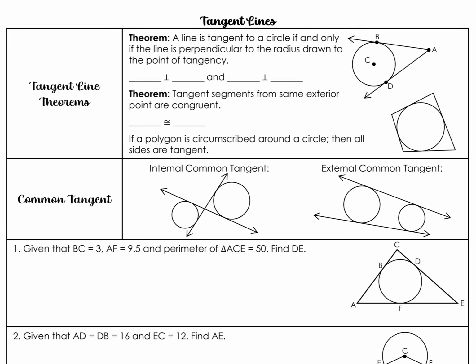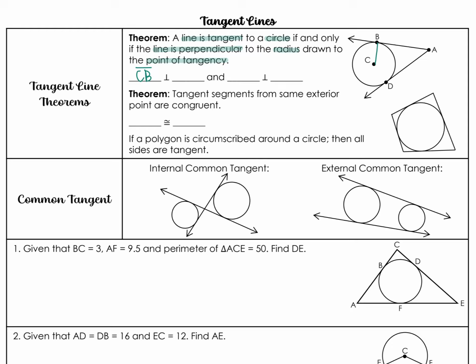So we're going to start off with our first theorem: a line is going to be tangent to a circle if and only if the line is perpendicular to the radius drawn to that point of tangency. Okay, so for example, in this picture here, our radius, which would be the segment CB, would be perpendicular to that tangent line.